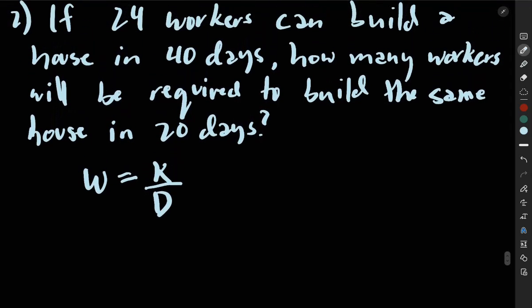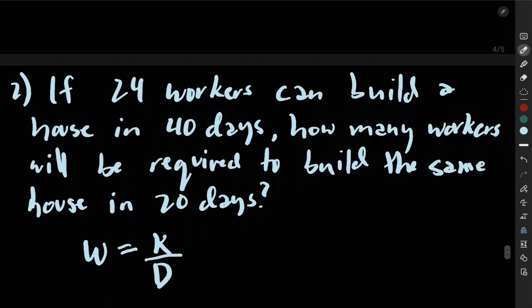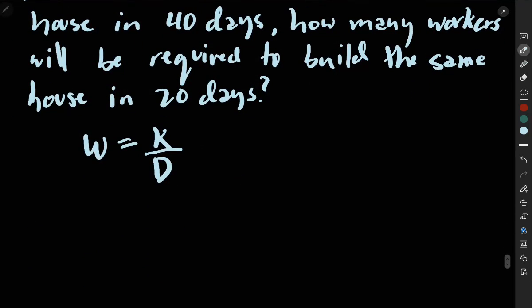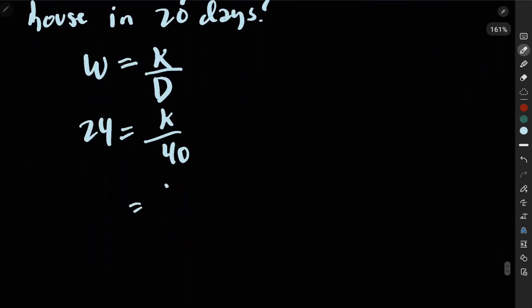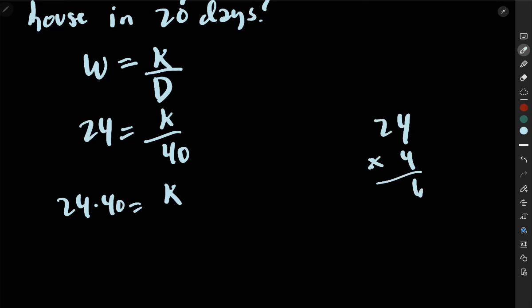Given that it's 24 workers, it's 40 days. So 24, it's 40 days. So cross multiply 24 times 40. That's how much? So we're gonna multiply 24 times 4. 4 times 4 is 16. 2 times 4 is 8. Plus 1 is 9. So we're gonna add 0 because it's 40. So 960. So that's the K.